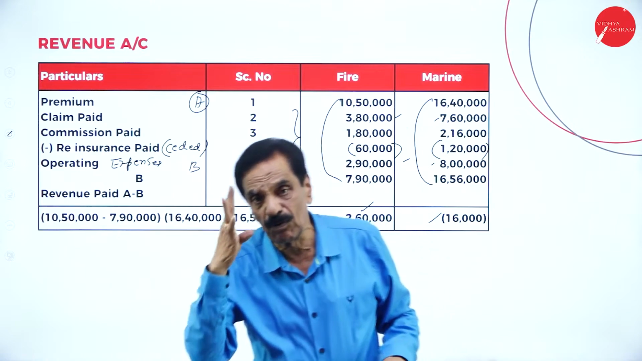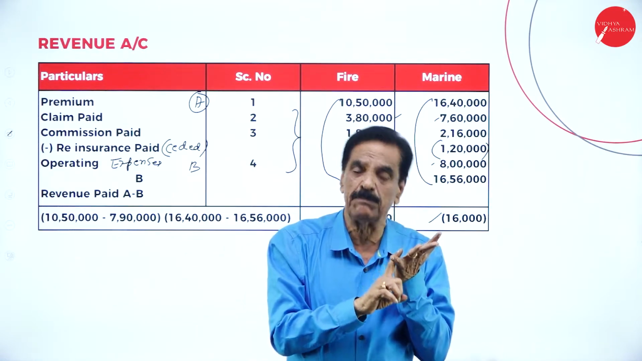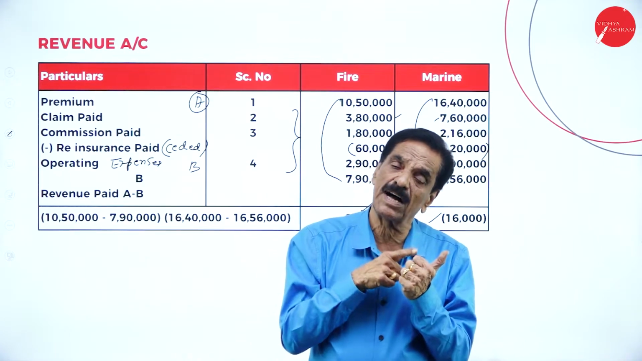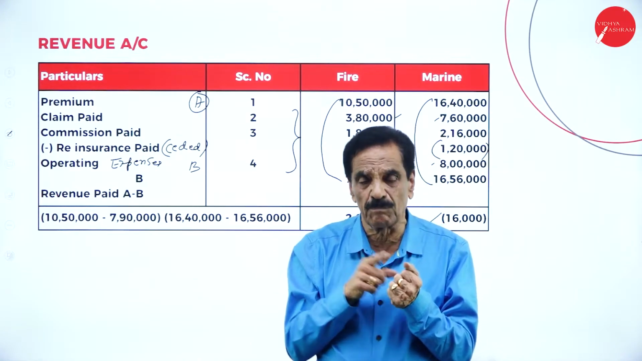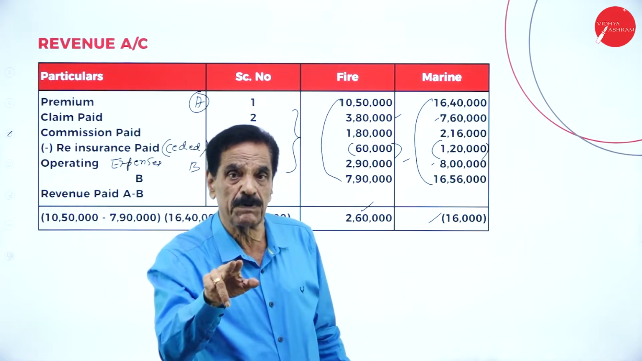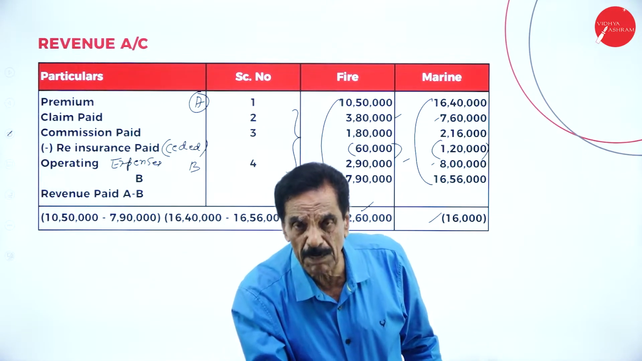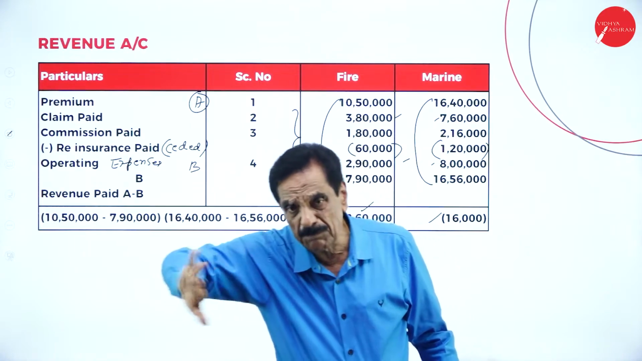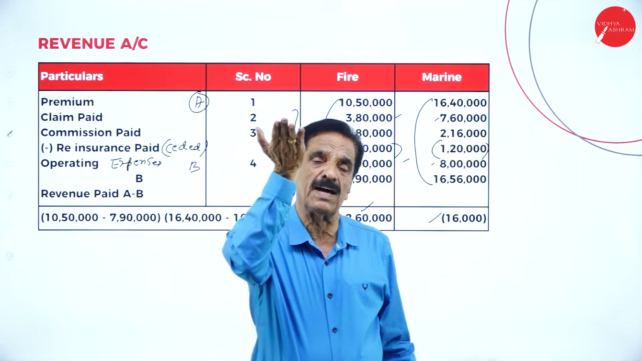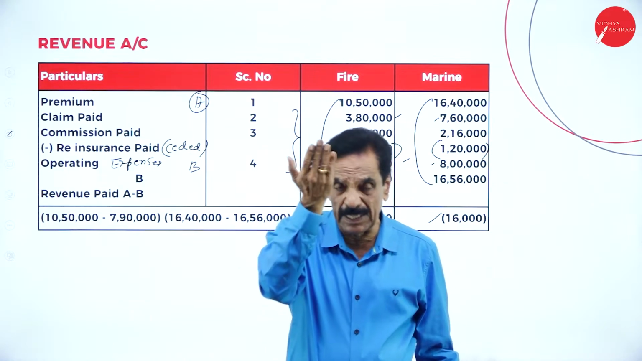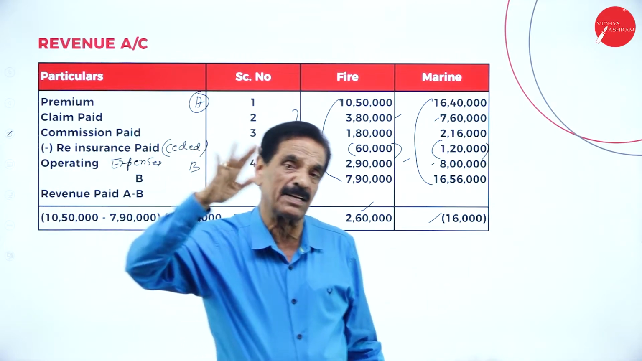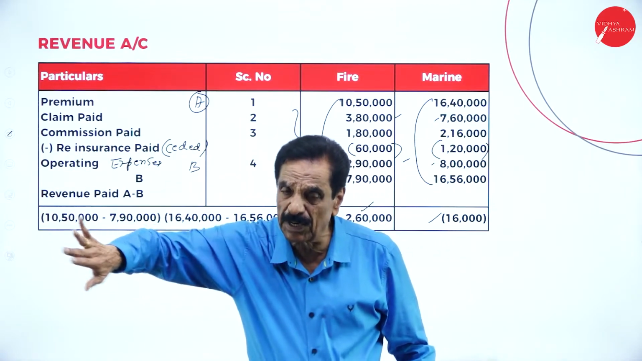So which are the 4 items? First is the premium, second is the claim, third is the commission, fourth is the operating expenses. But how will the premium be taken? Premium minus reinsurance premium, add outstanding premium of the current year, less premium of the last year, add additional reserve and reserve for unexpired risk at the beginning of the year, minus closing reserve at the end of the year, minus closing additional reserve.